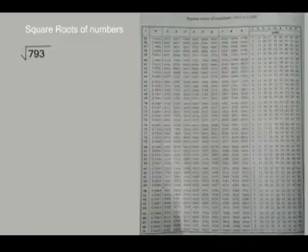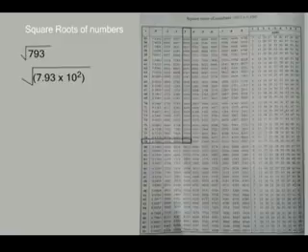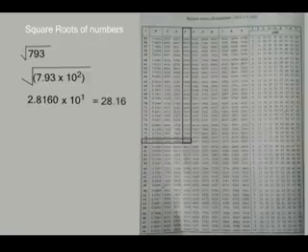In the standard form, that would be 7.93 times 10 raised to power 2. And then the square root of everything. Read from the table. 7.9 is here. The row starts with 2 points. We go to the column of 3, and the number is 8160. And so we have 2.8160. Square root of 10 raised to power 2 is 10 raised to power 1, or simply 10. So we shall have 2.816 times 10 raised to power 1, or simply 28.16.